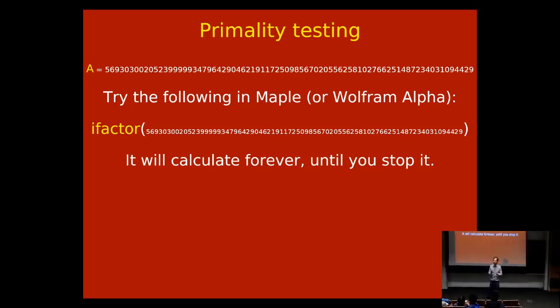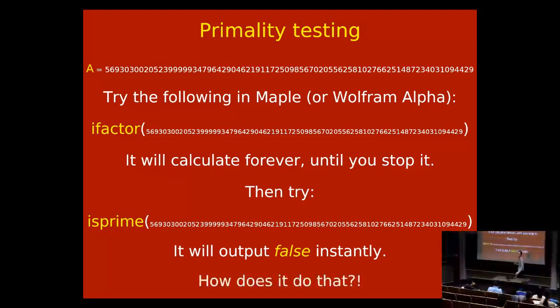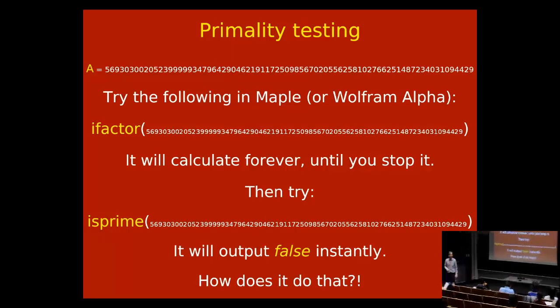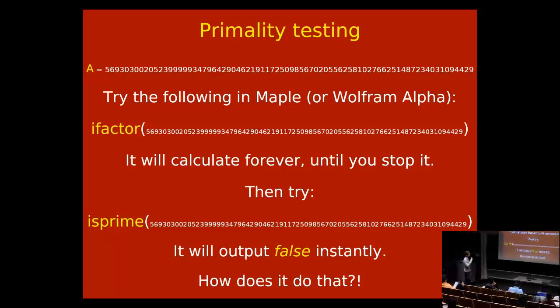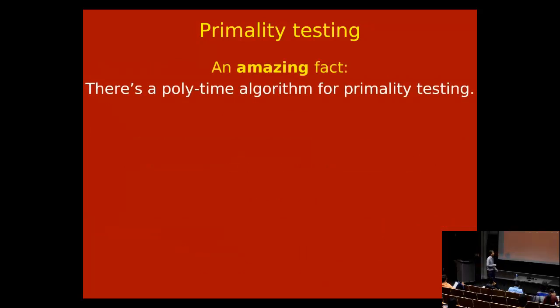You'll get the spinning thing. It'll just go forever. So you just have to manually stop it. It's too big. But if you say, OK, just tell me if it's prime, it'll return in like 0.0 seconds, and it'll correctly tell you, no, it's not prime. So how did it do that? How did it know that it wasn't prime without finding these two prime factors? It's kind of amazing, actually. And conversely, if you give it primes, it'll correctly say yes.